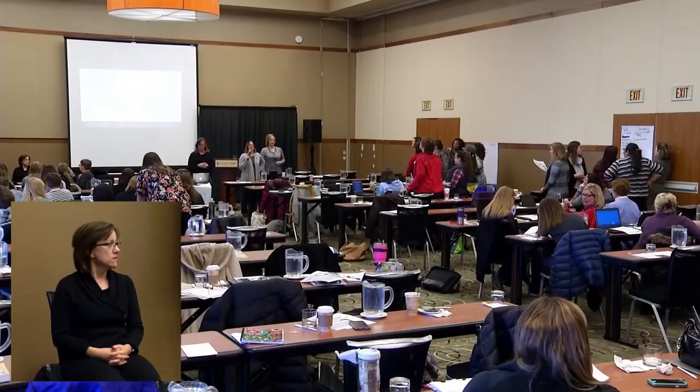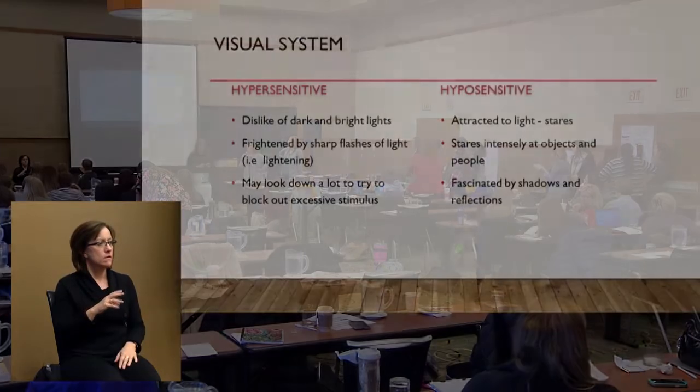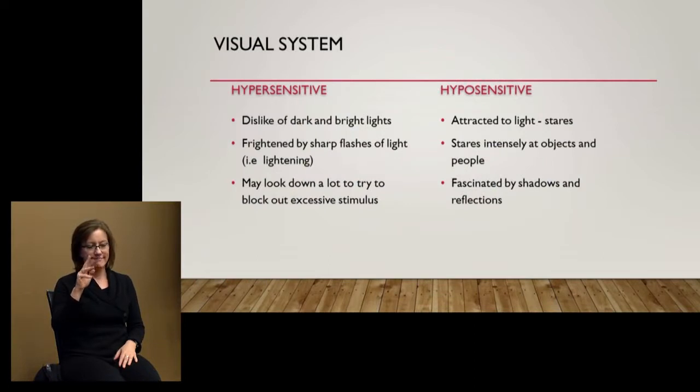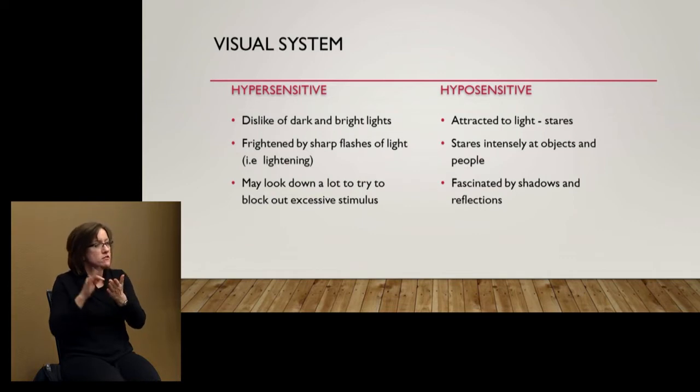Okay, everybody, can we have your attention for just a minute? Sorry. Visual system. There's also hyper and hypo for visual system dysfunction. So a child may dislike dark or bright lights. They might be frightened by light or something that comes in quickly. They may look down a lot to try to block out excessive stimuli. Sometimes they may cover their eyes, or have a baseball cap on. Those could also be components of hypersensitivity.